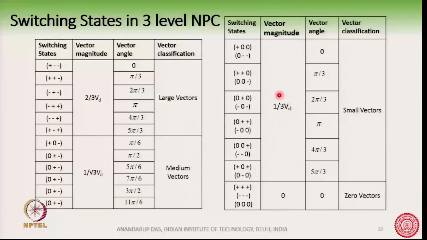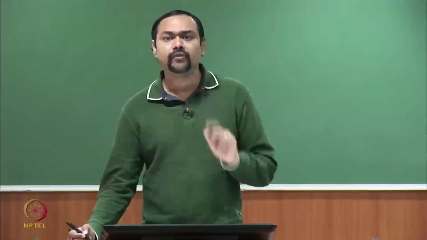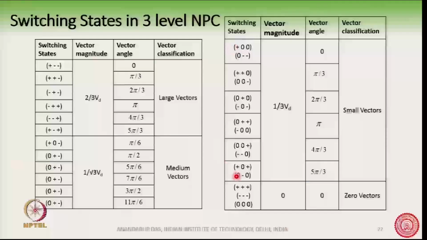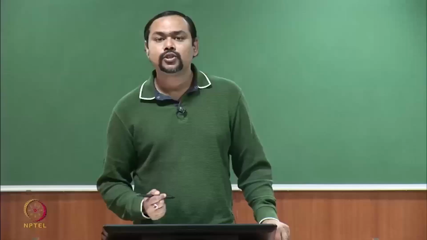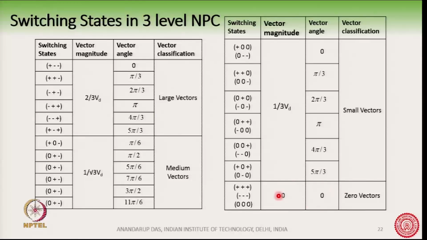Then we have 6 small vectors, having a magnitude of 1/3 Vd, at these 6 angles here, but each of these small vectors has 2 switching state multiplicity. So, 2 switching states produce the same vector, and these are listed here. And of course, we have the smallest vector, that is the 0 vector, with 3 multiplicities which are producing this here.